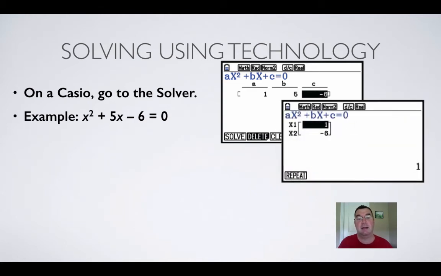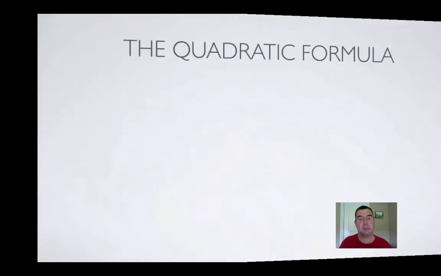And then you solve it, and this is what your calculator gives you, 1 and negative 6. So x1 is 1, x2 is negative 6. Those are just the two possible x's that you could plug into that equation so that the left side would equal 0, which is on the right side. You could plug in x equals 1, you could plug in x equals negative 6, and both would work. So those are my two solutions.